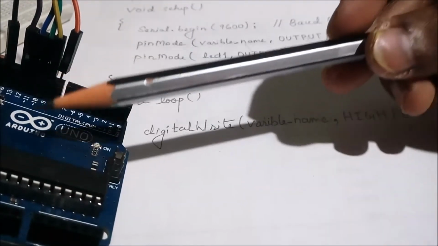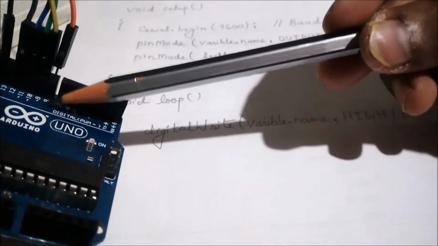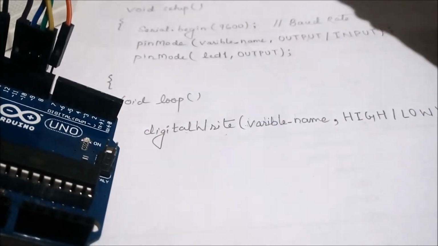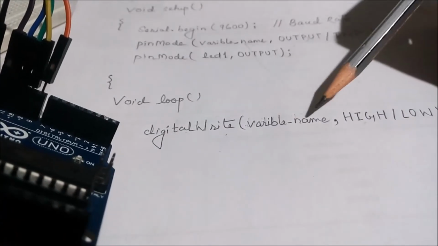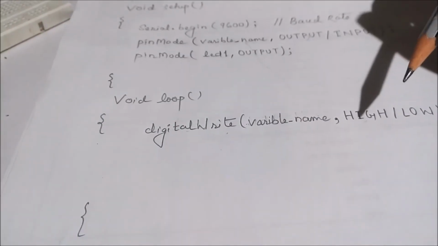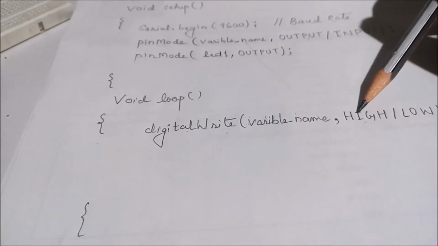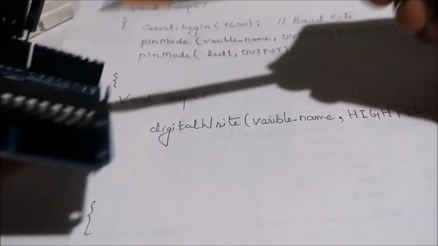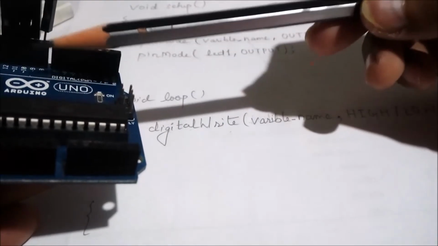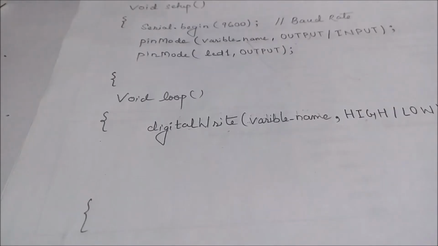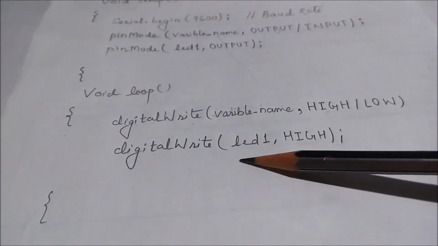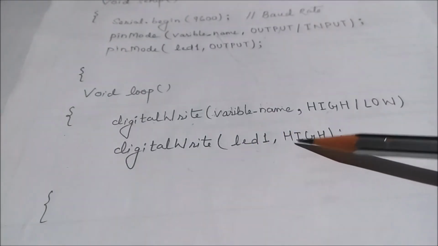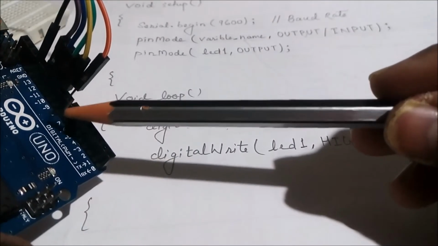Here, the digitalWrite at 8. So 8 is stored in the variable name LED1. That's why here we put LED1 and then HIGH or LOW. HIGH is for providing 5 volt power and LOW for 0 volt. In our case, if we want to switch on the LED, then digitalWrite LED1 HIGH. This will switch on the LED which is connected to pin number 8.